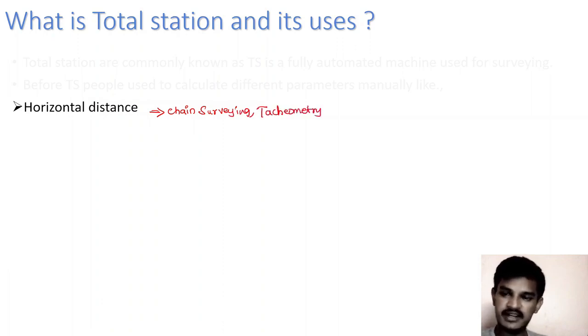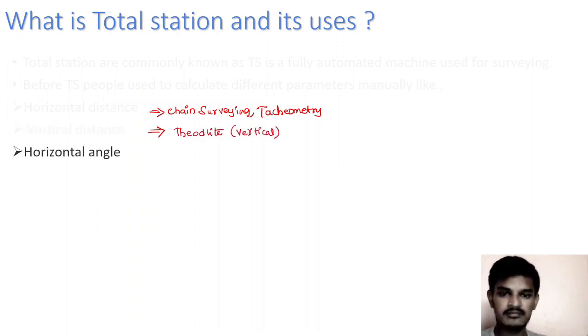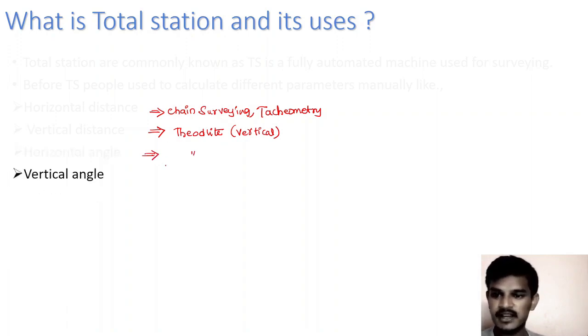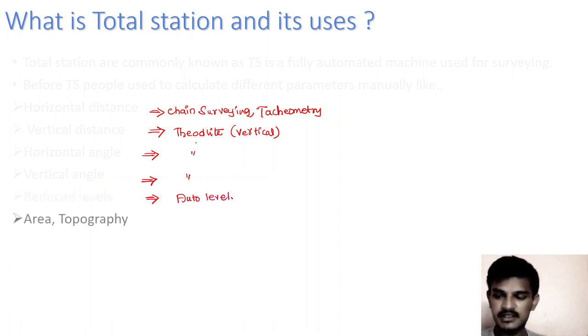And coming to the vertical distance, in order to find it out, we used the theodolite, right? By measuring the vertical angles, we calculated the vertical distance using trigonometric relations. Similarly, horizontal angles are calculated by using the theodolite, and vertical angles are also calculated by means of the theodolite. And the reduced level, we did by means of auto level. By using auto level, we have calculated the reduced level.